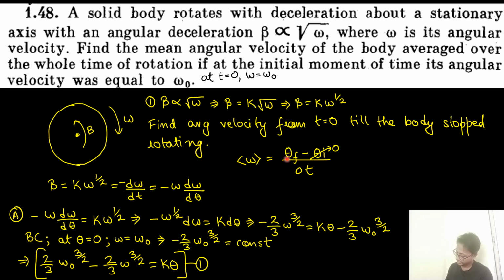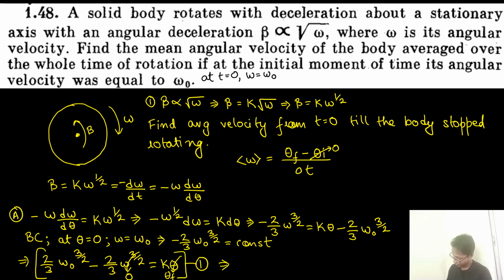Theta final out here is nothing but, I have to write this theta final in terms of omega. So at the final position, what would be the velocity? You have to find out till the final rotation, when the body stops. So at the final position, what would be the angular velocity? 0, because the body stopped at the final position. So if I apply that condition in this equation, at theta final, this angular velocity omega would be equal to 0.